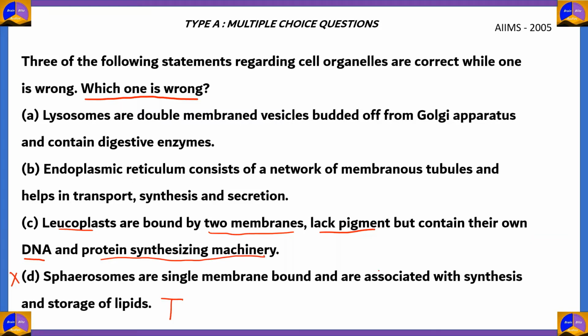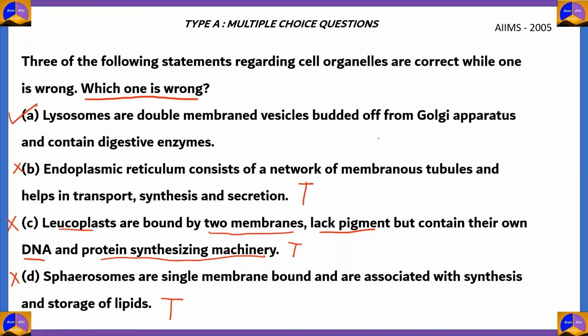So option C is true. So since the statement is true, the option is incorrect. Statement B. Endoplasmic reticulum consists of a network of membranous tubules and helps in transport, synthesis, and secretion. This statement is also true. That makes option B incorrect. The right answer is option A.